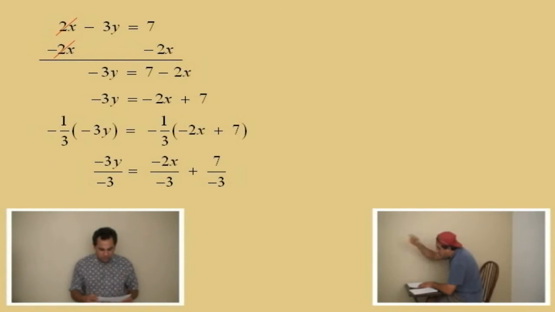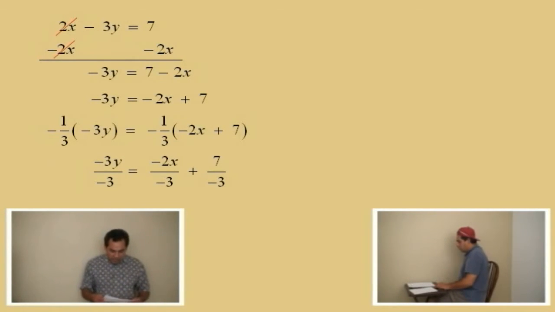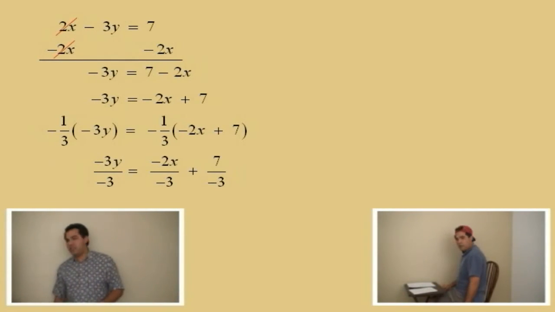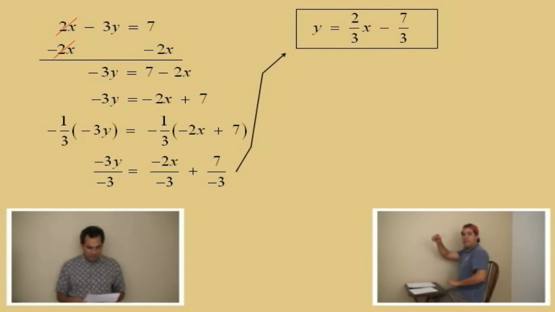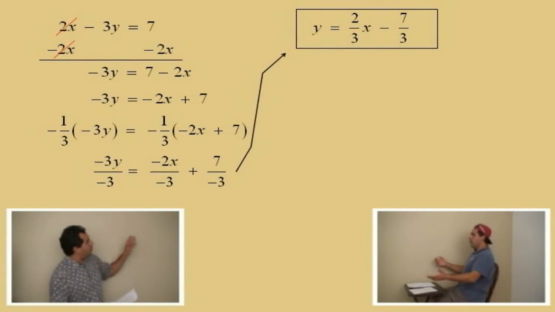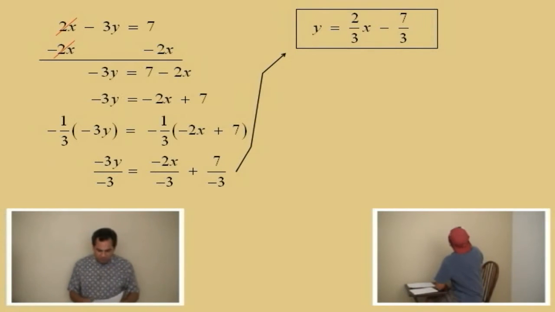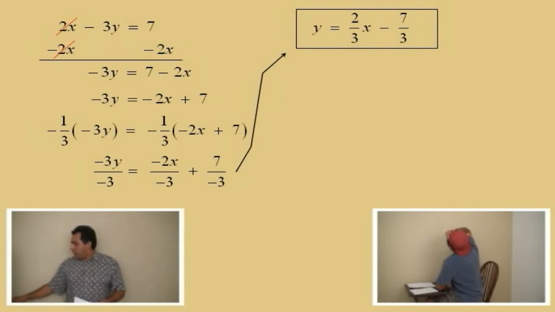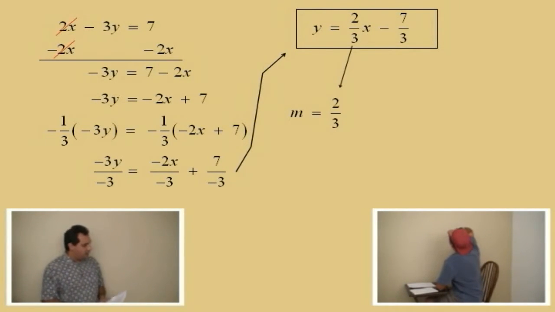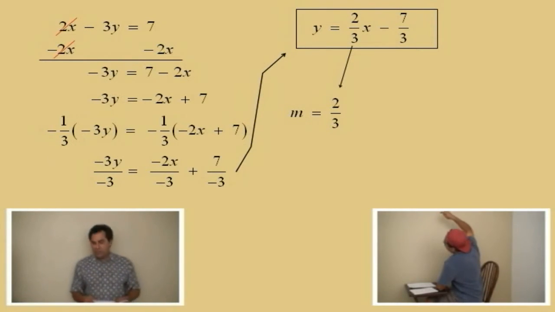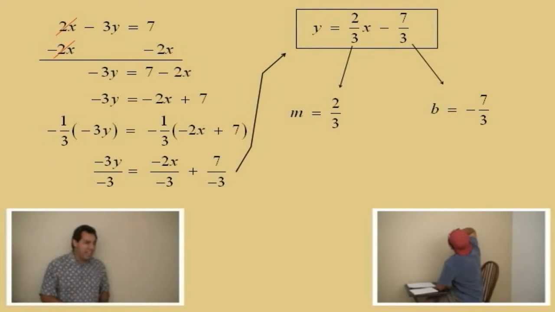2/3 x minus 7/3. Very nice, Charlie. Don't forget to circle your answer there. Okay, Charlie, so now we're in our y equals mx plus b form. Tell me the slope, Charlie. 2/3. And what's the b value? Negative 7/3. Very nice, Charlie.